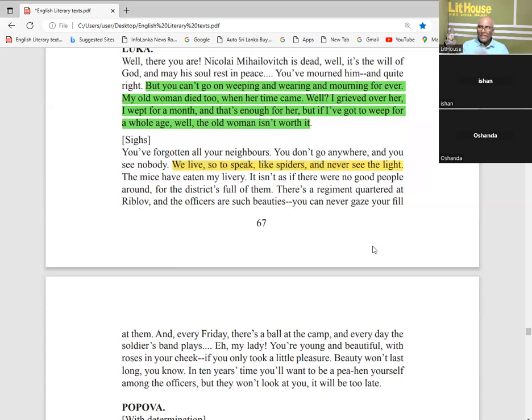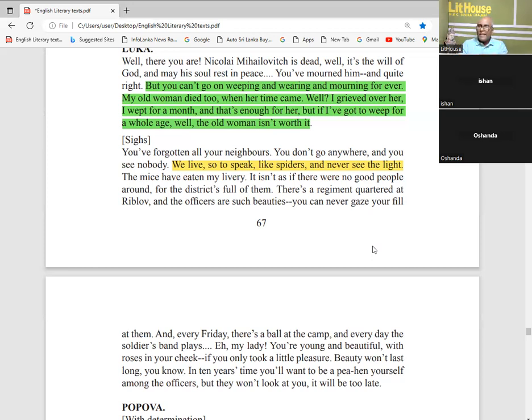Now, Luca summarizes life at Popoa's house. What is this life? Life of a spider. You see the simile, like spiders. Why? Spiders cannot go beyond his net web. His life is limited. And these spiders live in dark corners. They never see the light.